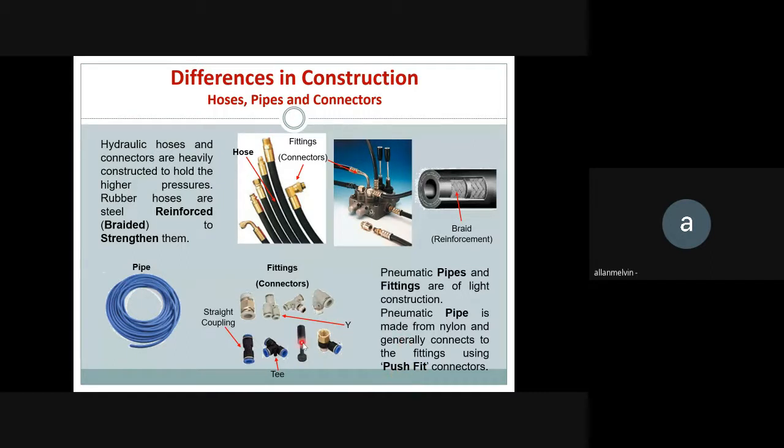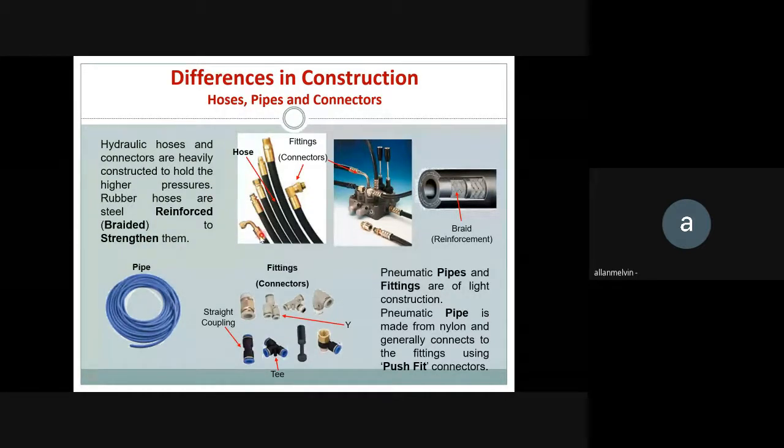So we have push fit connectors. But for hydraulic, you need to screw, so that it won't come out. You can see it is constructed to hold higher pressure. For higher pressure, rubber hoses are still reinforced with braiding to strengthen them. Braided means it has a kind of mesh inside. It is steel reinforced: it is already made of steel or some high quality material, but inside you have braided steel in order to strengthen the hose.